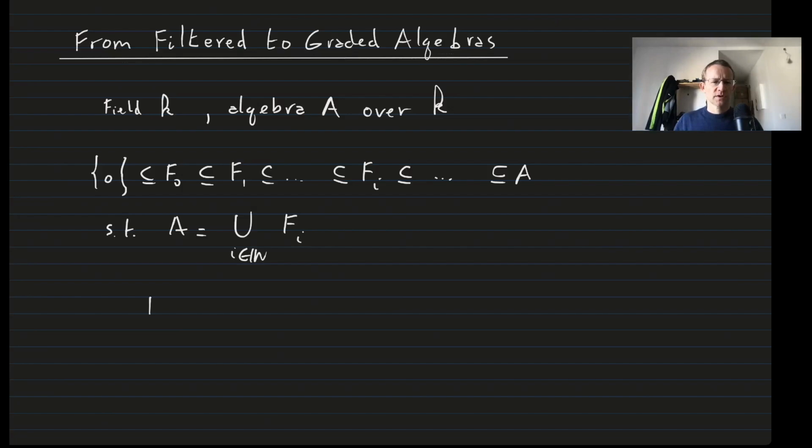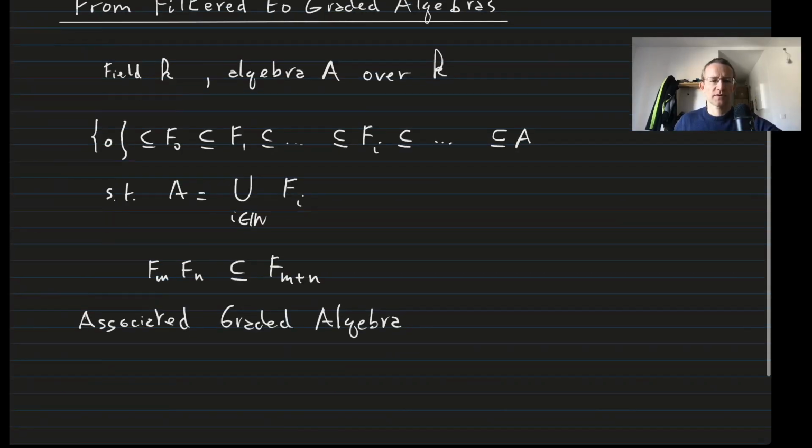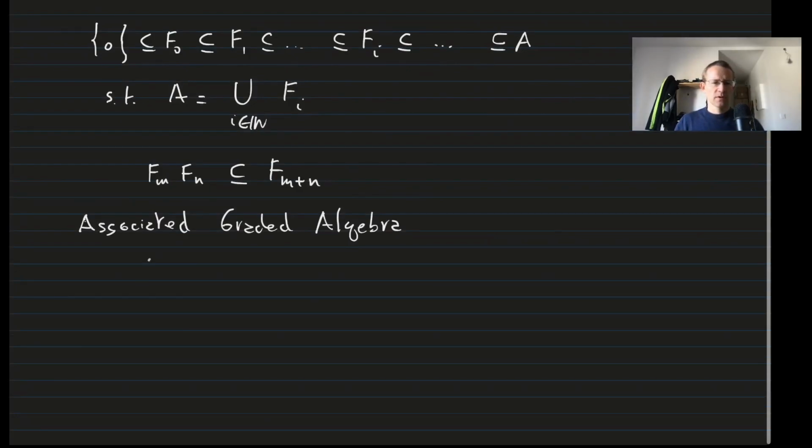The crucial condition is that the subspace Fm multiplied with elements in the subspace Fn is again a subset of the space Fm plus n. This is a filtration of the algebra A, which is now a filtered algebra. Corresponding to the filtered algebra A, we have an associated graded algebra. The graded algebra is defined as follows.